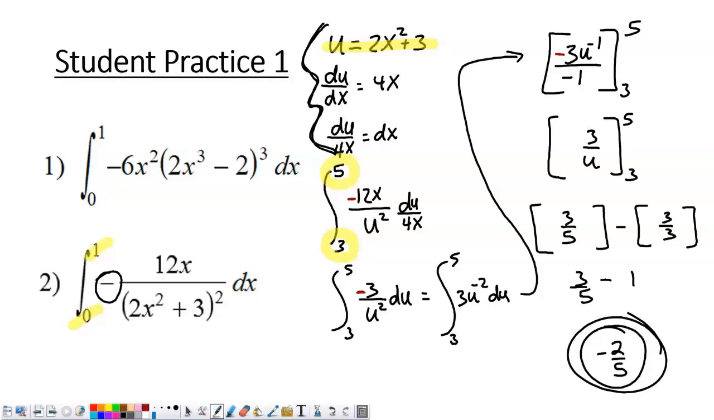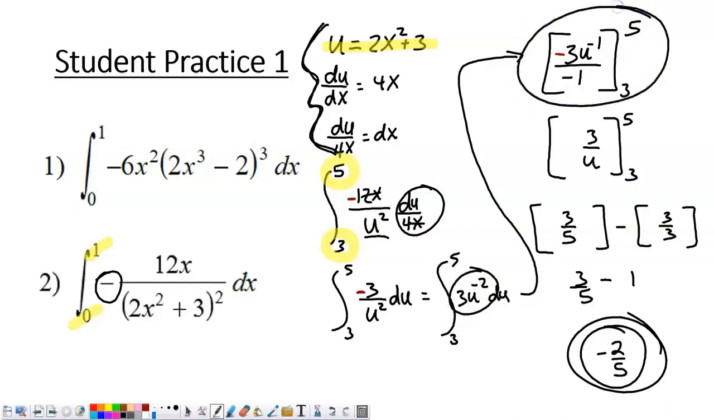But anyway, so we replace the bottom with u, and we replace the dx with that. We reduce the 4x with the -12x, and we end up with -3. We rewrite it as a negative power instead. We integrate, and that results in a loss of the integral symbol. We put brackets in there instead with the limits on the right. The double negatives here are going to cancel, and this u is going to drop to the bottom, leading us to this. Plug your stuff in using the fundamental theorem of calculus and subtract it, and you get -2/5. Okay? All right.